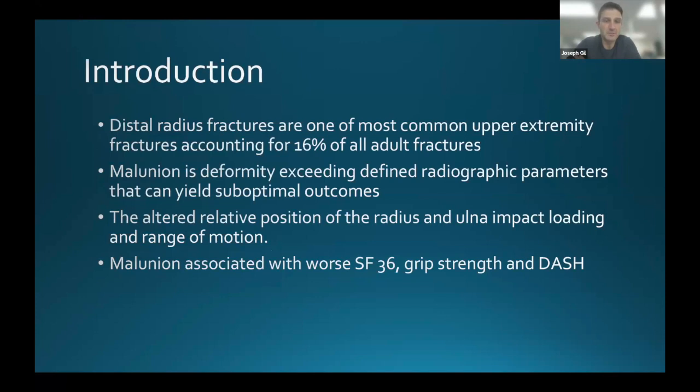And again, not in all cases, but these are the ones that typically interest us if they show up complaining about the fracture, the way it healed, and how they're feeling. The malunions result in altered relative position of the radius and ulna, impacting loading, which results in issues with range of motion and symptoms, and also impact carpal alignment. And then malunions are known to be associated with patient-reported outcome issues, including proven studies that showed problems with SF36, grip strength, and DASH.